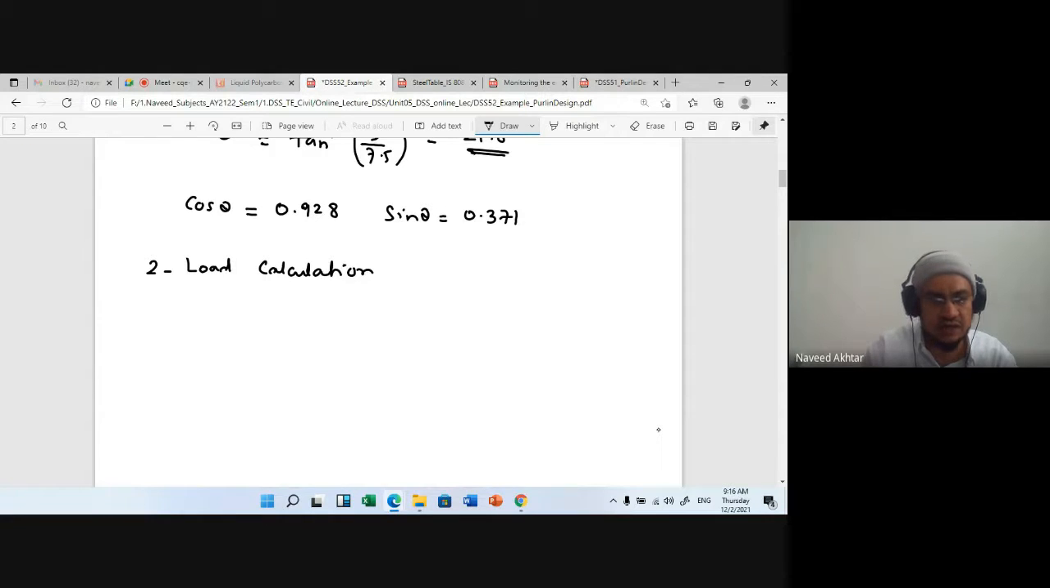We have different loads, so first we will find out the dead load of the GI sheet. Dead load calculation: first, the dead load from the GI sheet is given as 130 Newton per meter square, into the spacing of purlin, which is given as 1.35.